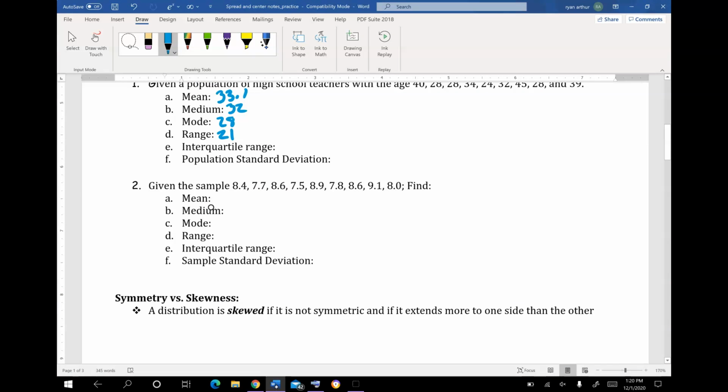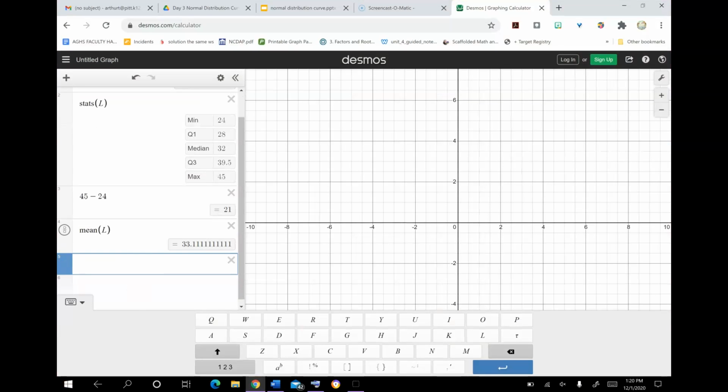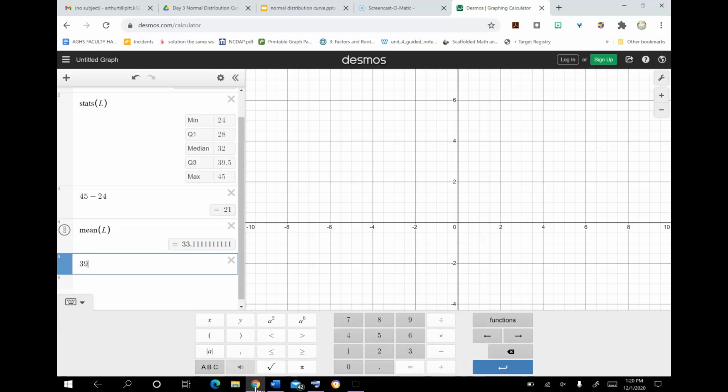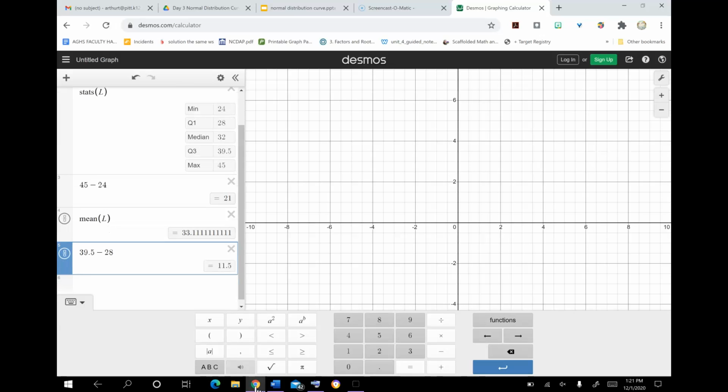Now, interquartile range, that is your Q3 minus your Q1. My Q3 was 39.5 and my Q1 was 28. So let's do it in decimals. So I'm going to say 39.5 minus 28. And I get 11.5. So that's my interquartile range.